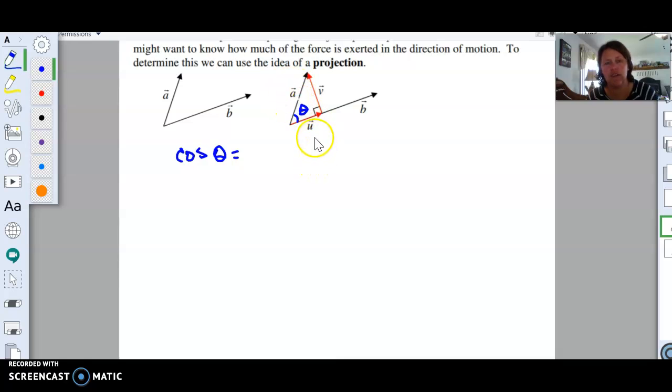So this is just written in vector form. If I wanted this distance of vector u, I would call that the magnitude of vector u, the length of that vector. And the magnitude of vector A would be the length of that vector. So we could say that cosine theta is equal to the magnitude of vector u over the magnitude of vector A, because that's adjacent over the hypotenuse. Okay, so now I'm going to multiply that magnitude of A to both sides, and then I'll show you why I'm doing this, because I can compare this back to a dot product.